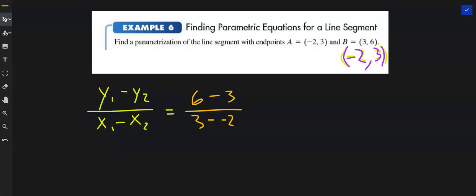Okay, good question. Does it really matter if you do 3 minus 6 over negative 2 minus 3? Will you get the same result? We should get 3 over 5. Here we get negative 3 over negative 5. Are they the same?